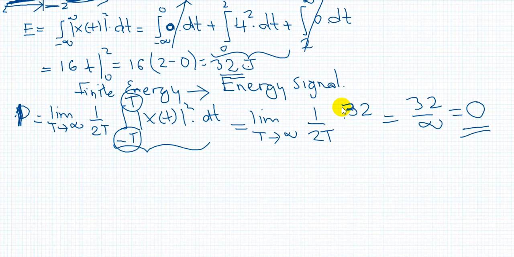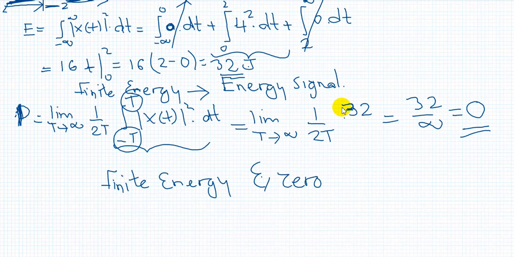So for an energy signal, we say that it should have finite energy and 0 power, which is proved here. Okay, thank you.